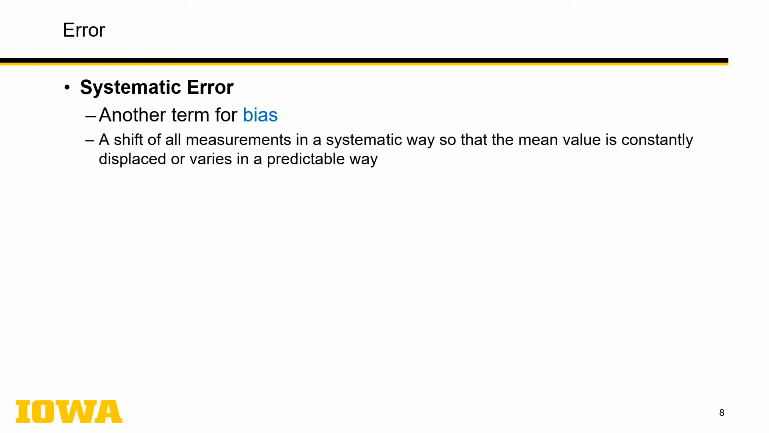Now, sometimes you'll read about error. And how does error relate to precision and accuracy? Well, one term is systematic error, and that truly is just another term for bias, as you can imagine. So it's systematic. It's always there. It's always forcing you off the truth. So it's a shift in all measurements in a systematic way, so that the mean value is constantly displaced or varies in a predictable way. Once you know what that bias is, it's predictable.